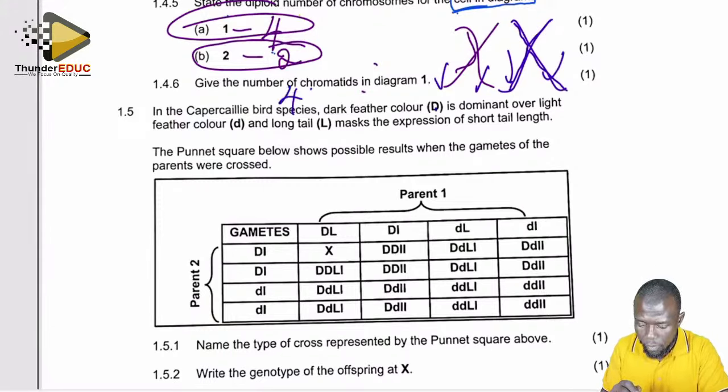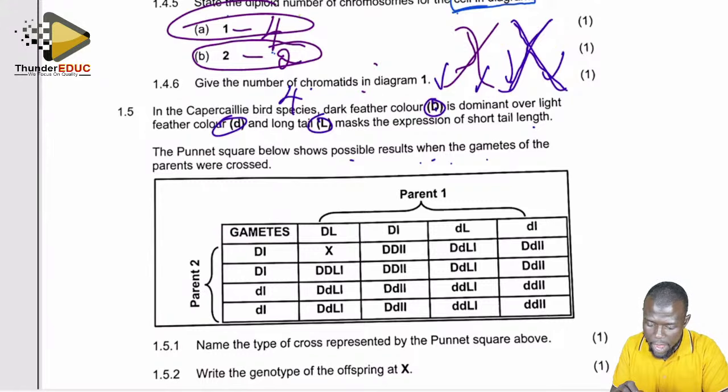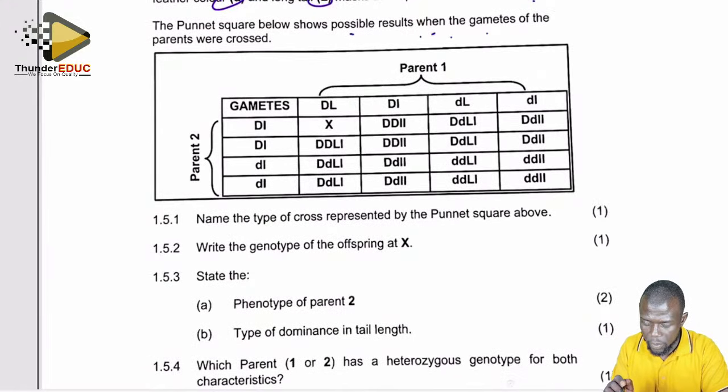In this bird species, dark feather color, capital D, is dominant over light feather color. And long tail masks the expression of the short tail. They are saying that the square below shows the possible results when the gametes of the parents were crossed. So they are saying, name the type of cross shown in the diagram above.